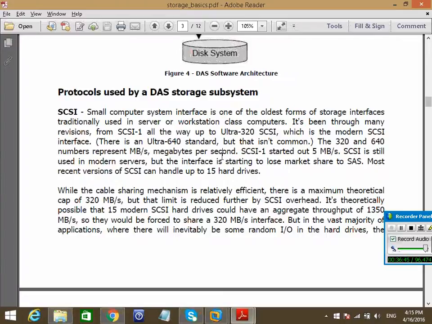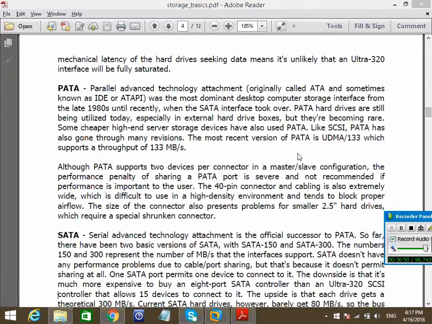We have 5 types. One is parallel advanced technology attachment, as opposed to serial ATA, and it has a pin connector. It's the parallel advanced technology attachment, sometimes known as IDE or ATA. Since we saw the video just now, we go through the IDE. Okay. So this is that.